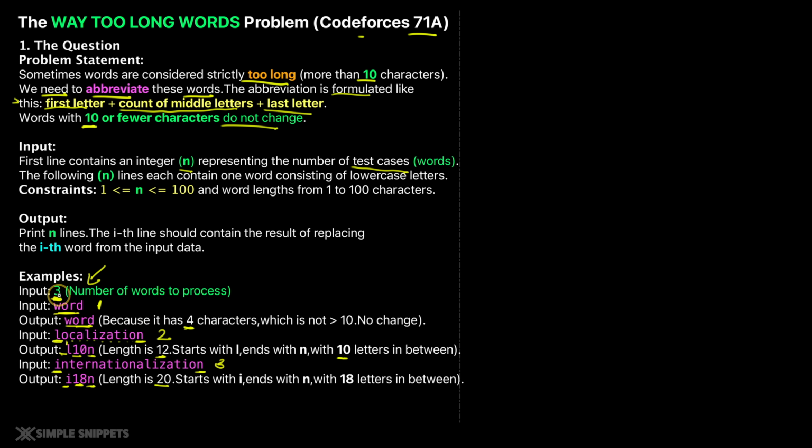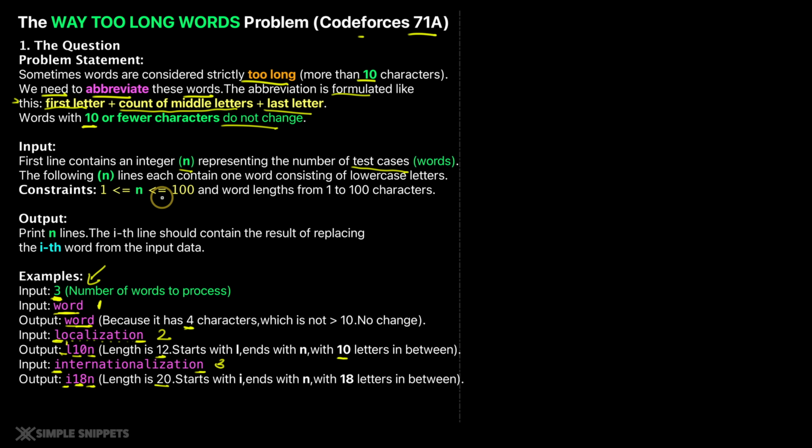Okay, makes sense? Alright, so the following n lines each contain one word consisting of lowercase letters. That is what we take from input from the user, and the constraint of that integer, that is the number of words that you want, is going to be between 1 to 100, and the word length from 1 to 100 characters. So this is just the constraints. We don't have to actually write code for the constraints for now.